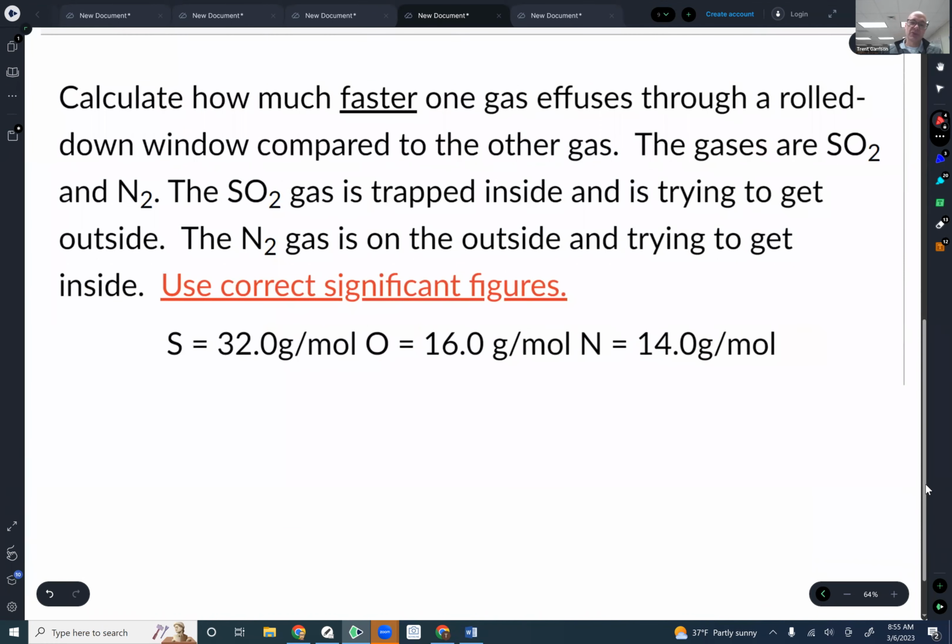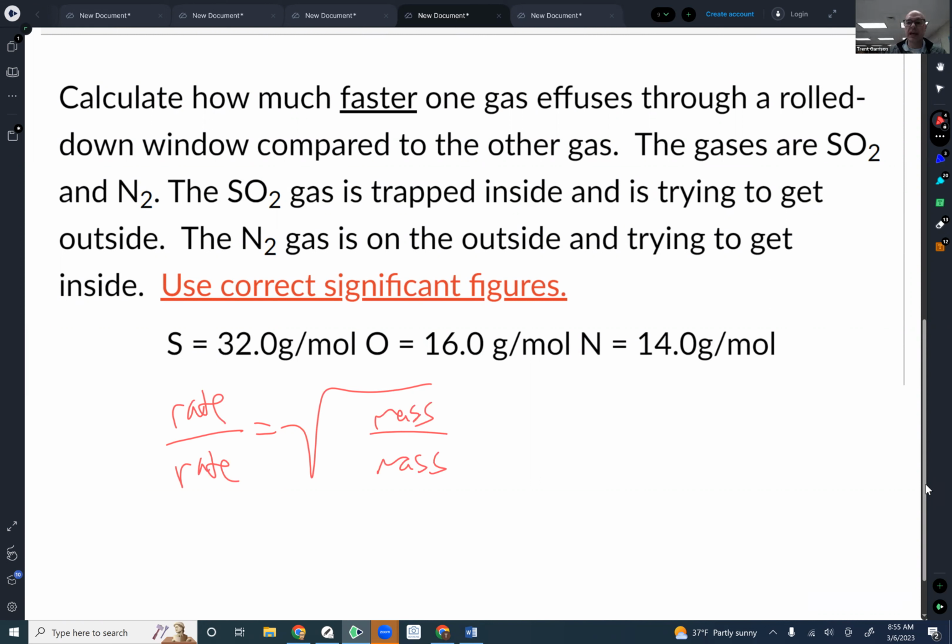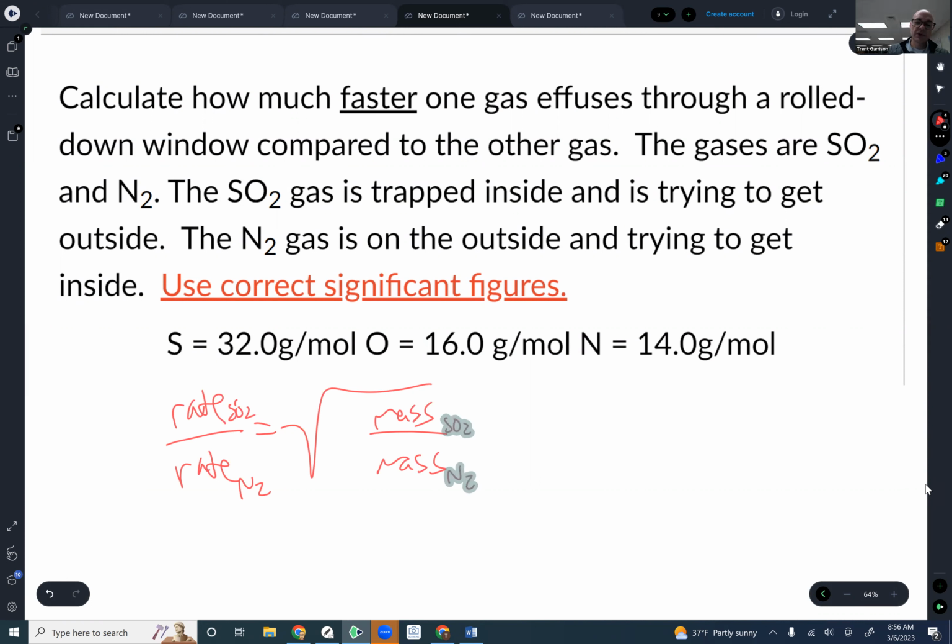All right, question number 8. How much faster is this? Graham's law is in play here. So the rate over the rate equals the square root of the mass over the mass. The gases are SO2, which I'm going to put first because that's what it lists first, versus N2. So the mass of N2 over SO2, no, I've got that reversed. SO2 needs to be on the bottom, so you have to do the inverse.